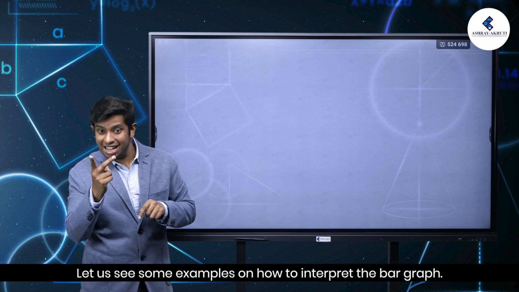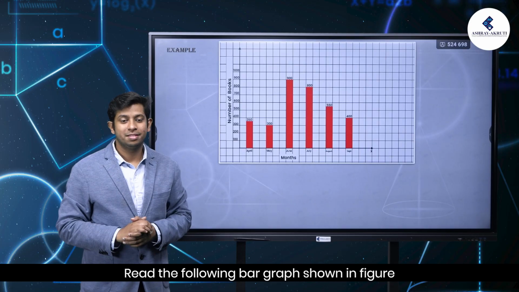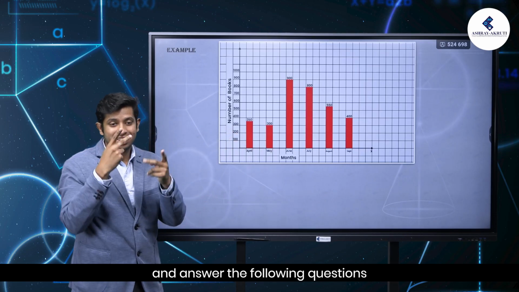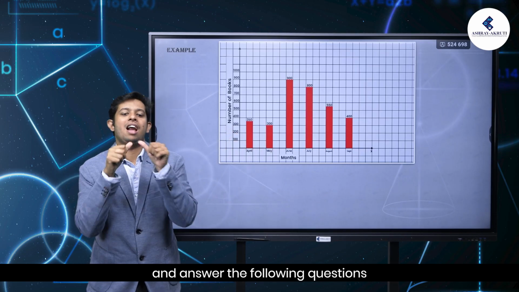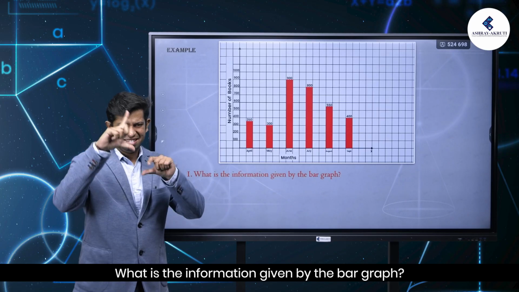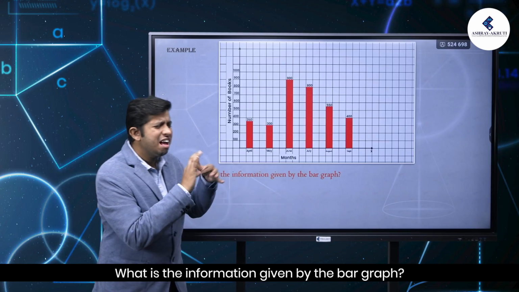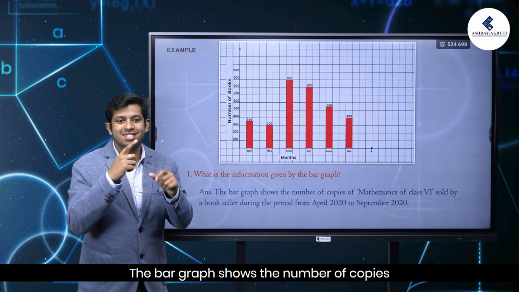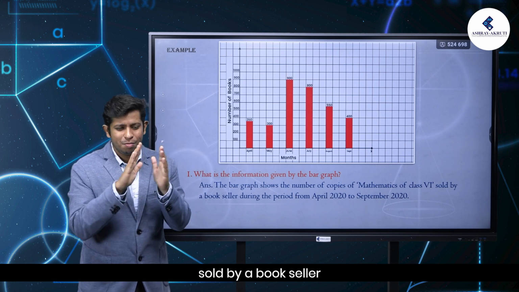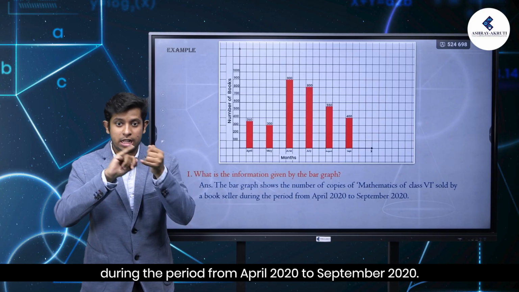Let us see some examples on how to interpret the bar graph. Read the following bar graph shown in the figure and answer the following questions. What is the information given by the bar graph? The bar graph shows the number of copies of Mathematics of Class 6 sold by a bookseller during the period from April 2020 to September 2020.